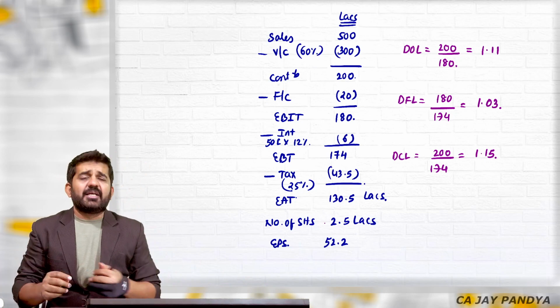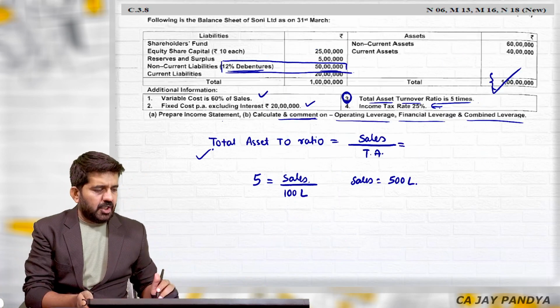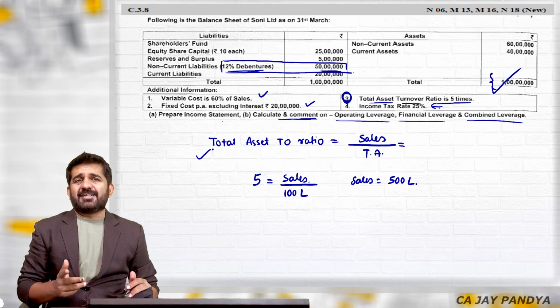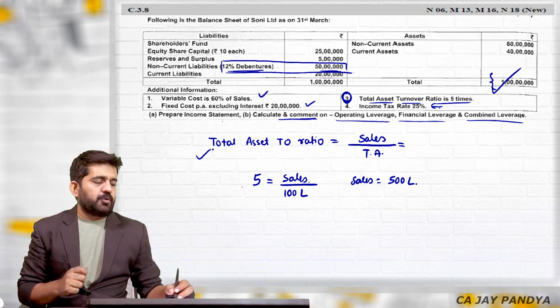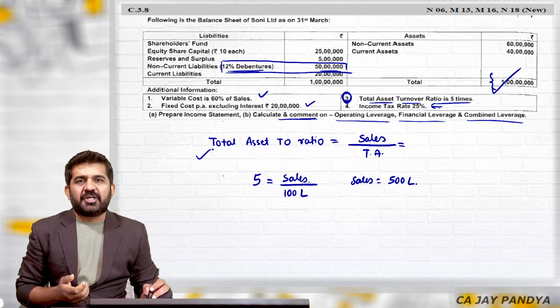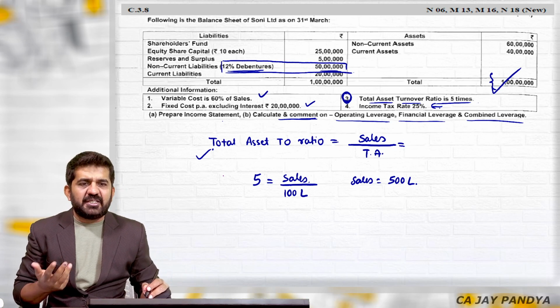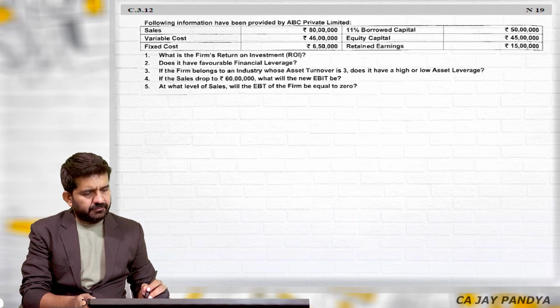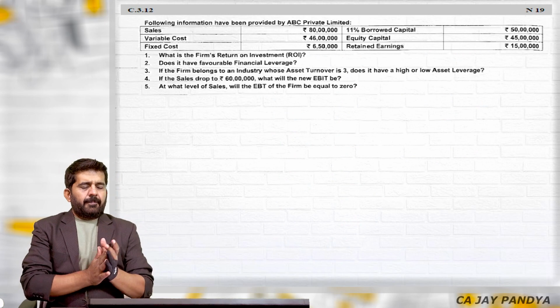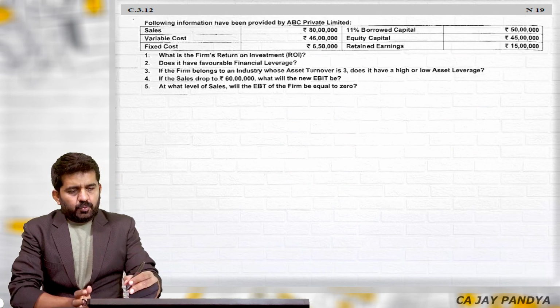Now those are very easy questions of degree of financial leverage. Let us not go into detail. Only new point was total asset turnover ratio. That also becomes extremely easy once you do financial ratio analysis. Let us go to next question, which is this 3.12.